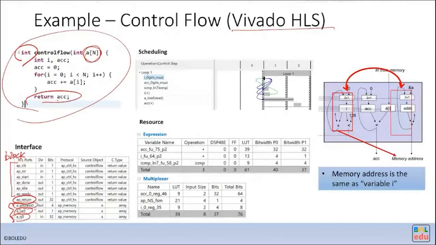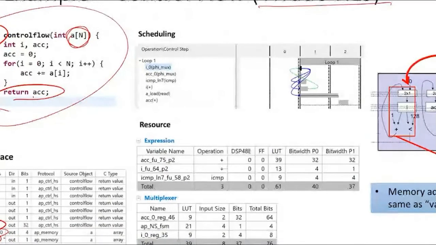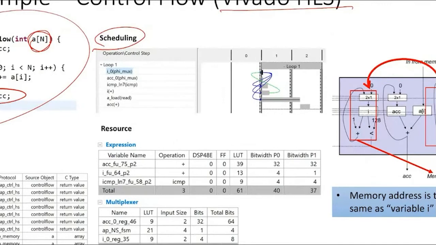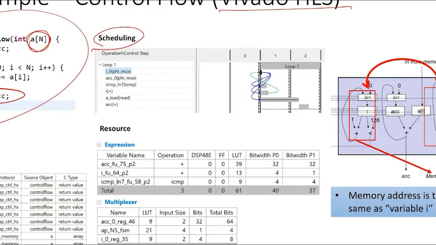And then you can investigate the scheduling. For the scheduling, you will see this is the I, and you can see the I is being used for the comparator. This one is the comparator, and this one is add 1. And I also goes here.